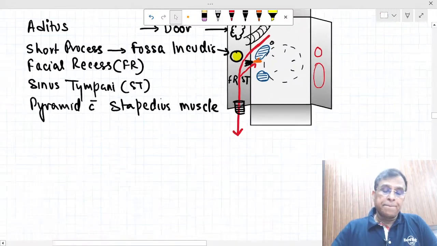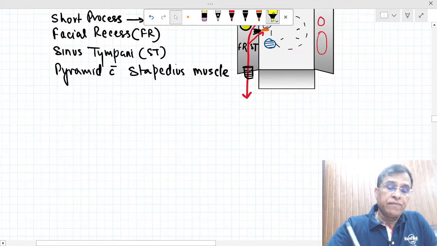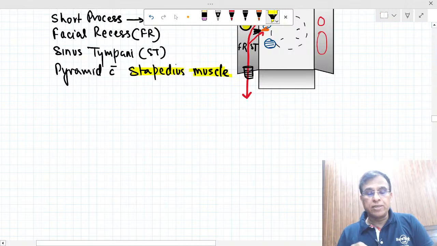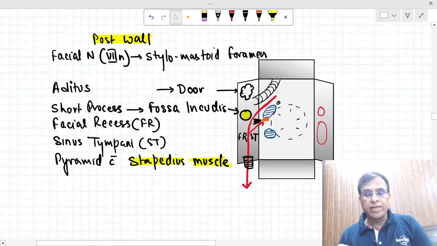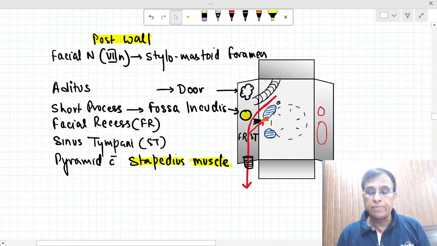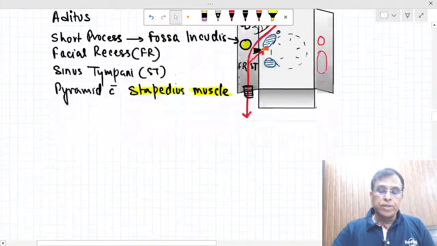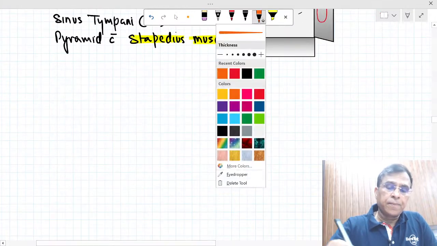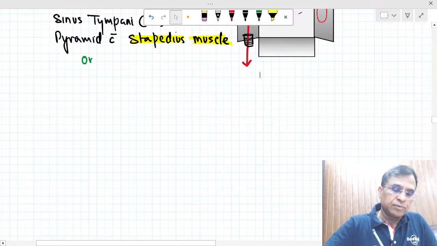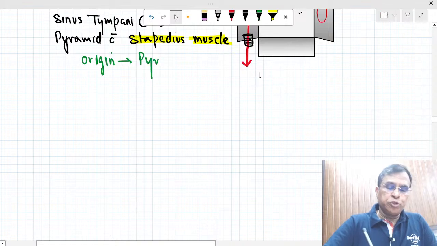Right. Now, in the posterior wall, the stapedius muscle is the most important structure. But before I talk about the stapedius muscle, these are the names of the contents of the posterior wall. You know everything on the posterior wall in this slide, all the names. So, talk about the stapedius muscle. Where is the origin of the stapedius muscle? Obviously the origin is the pyramid, posterior wall.